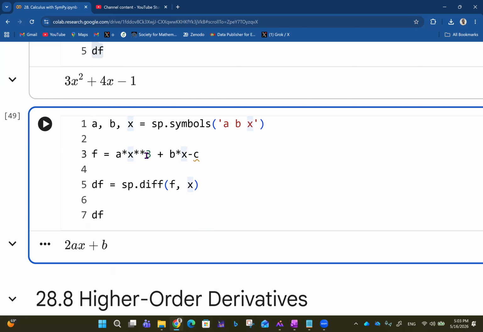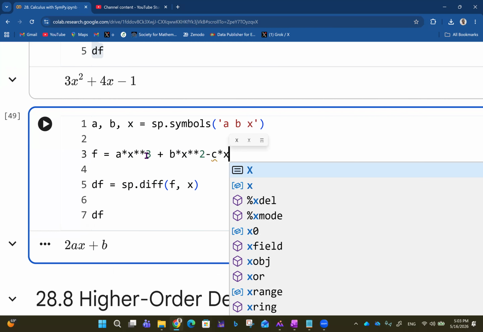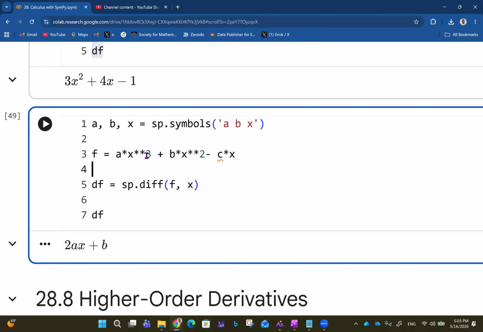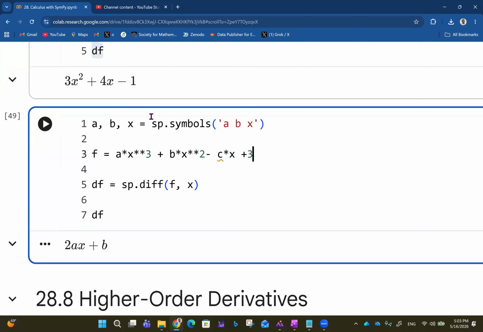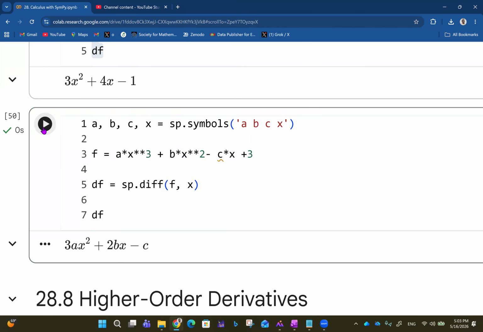Let me make this bx power 2, and then I have minus cx, say plus 3, like that. So now I've introduced c, so I have to include c here. If you run this now, we have more terms: 3x squared plus 2bx minus c. So if you have more than one variable, that's why it is good to specify what you are differentiating with respect to.